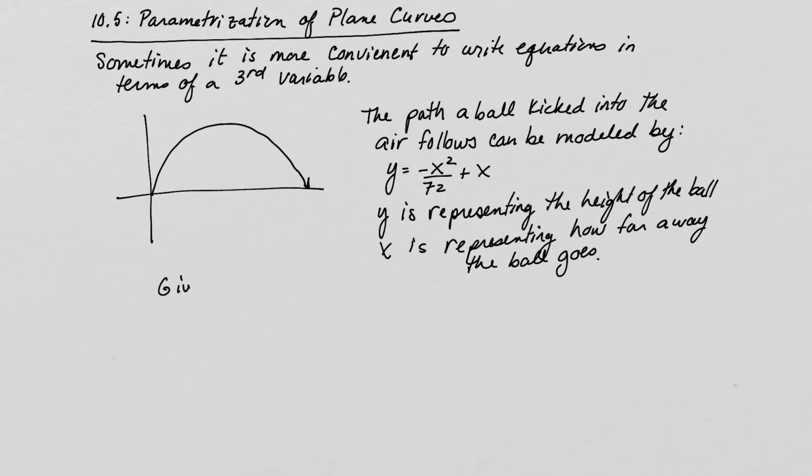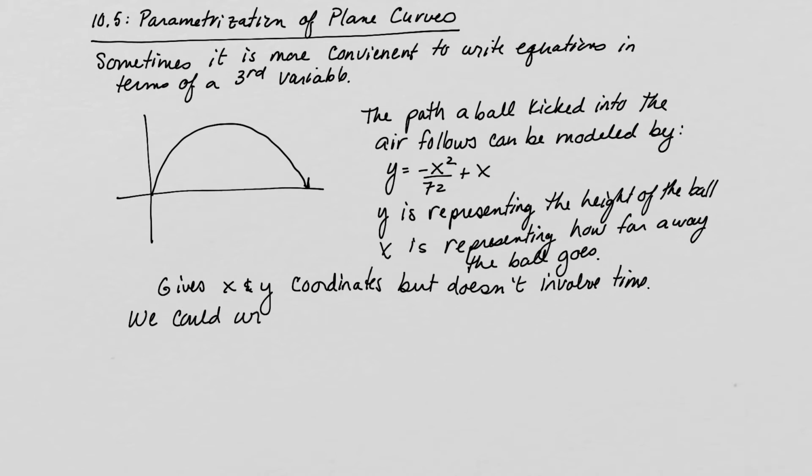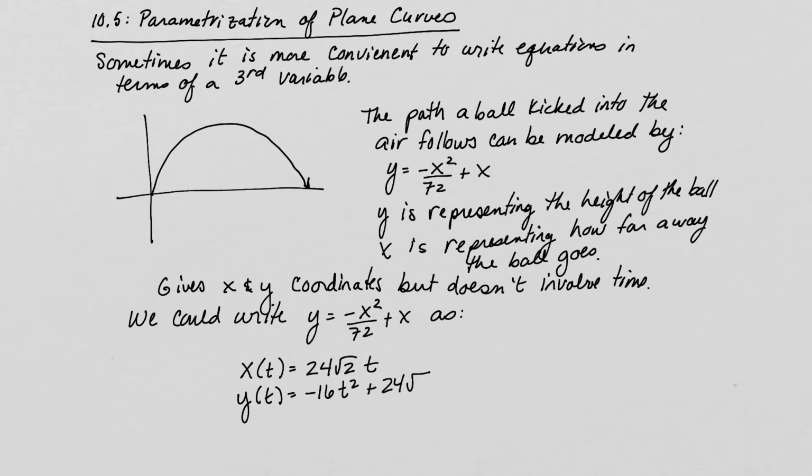So this gives x and y coordinates, but doesn't involve time. But we could rewrite it. We could write y equals minus x squared over 72 plus x, as x of t. So x is some function of time, and it's going to be 24 square root of 2 t. And y is some function of time, and it's minus 16 t squared plus 24 square root of 2 t.